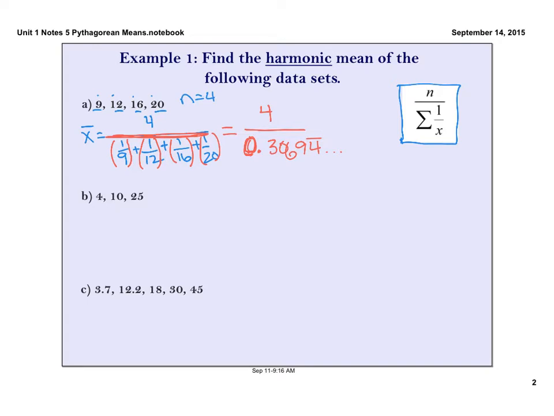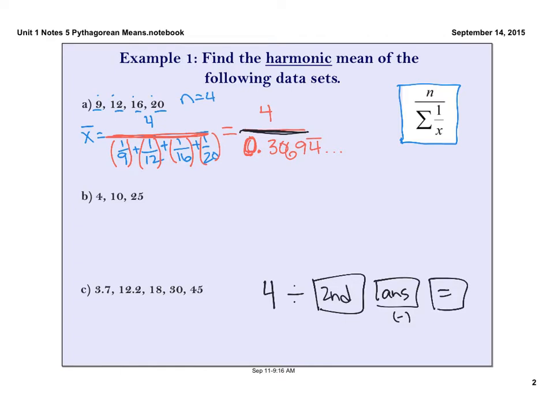So the next thing I'm going to do is type in my 4. Just hit 4 on your calculator. The decimal will disappear, but your calculator still knows it, so don't worry. So type the 4, then you're going to hit the divided symbol because that's what the fraction bar is. Fraction bar is division. Then you're going to hit the second button, and you're going to hit that answer button, which is above the negative. That's going to pull your most previous answer that you typed into your calculator, and then you can hit an equals or enter, whatever it looks like on yours, and that gives you the harmonic mean.